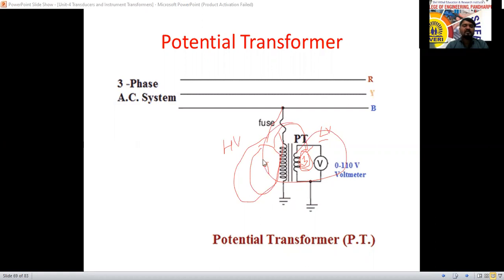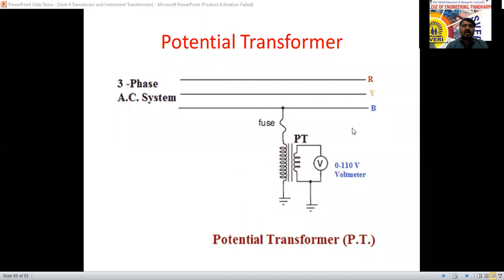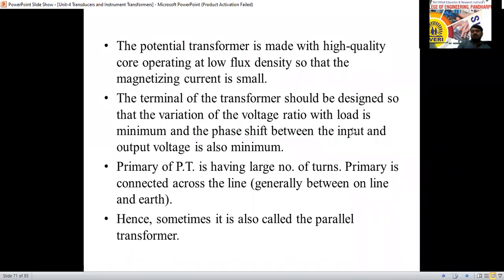And for the winding inside, we are going to use a high quality core material, as mentioned here, because of the low flux density. If the core has low flux density, then the magnetizing current is very small. The terminals of the transformer should be designed so that the variation of voltage ratio with load is minimum, and the phase shift between the input and output voltage is also minimum. If the variation with load is minimum, then the phase shift is also minimum.